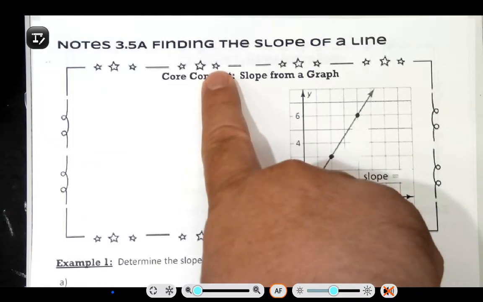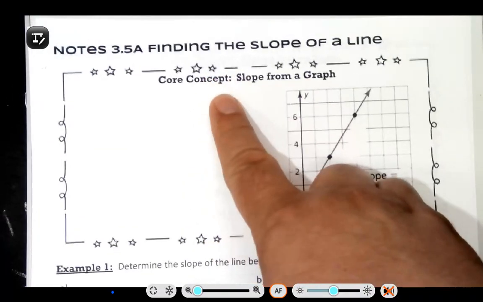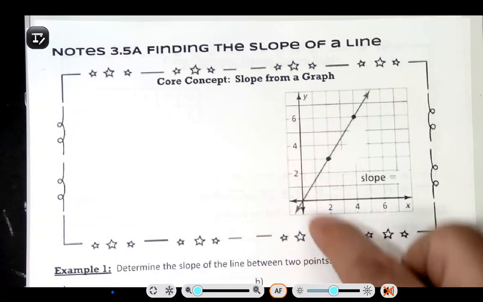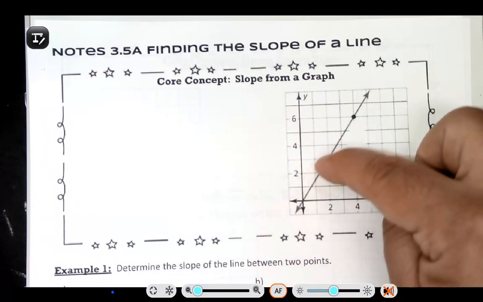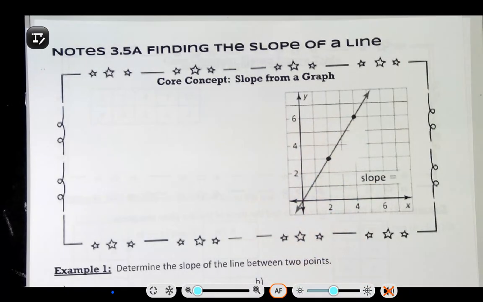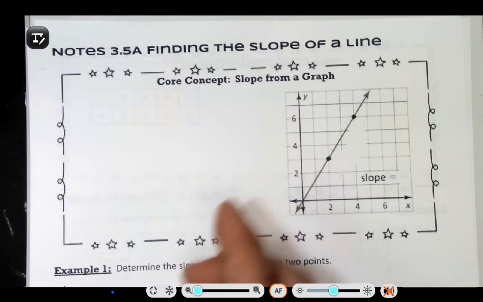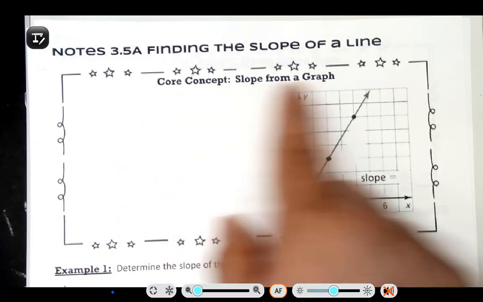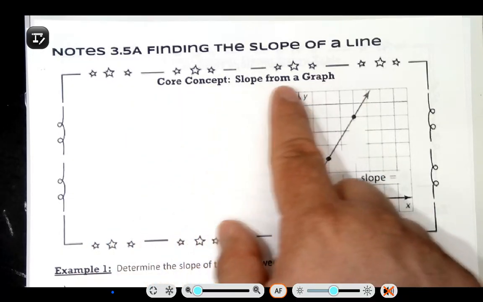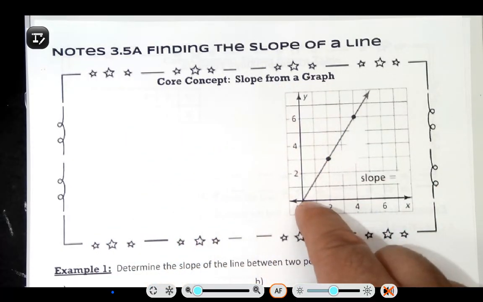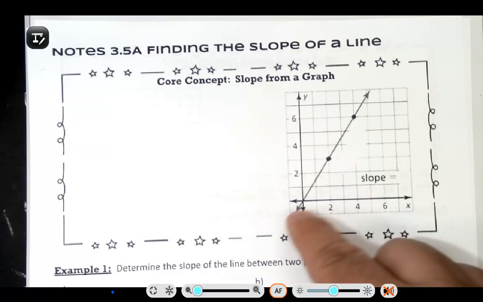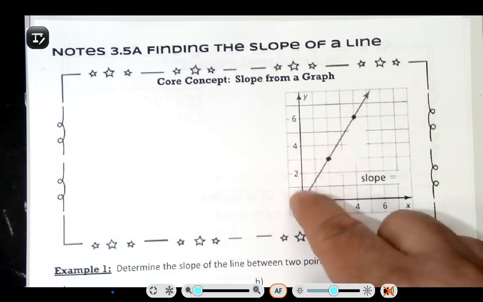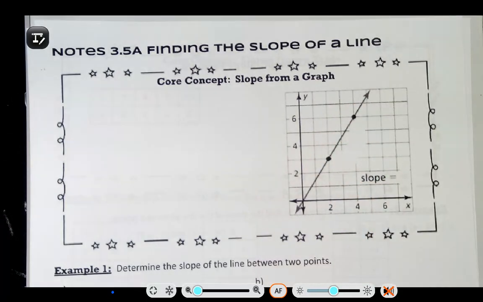For today, we're going to be finding the slope of a line. So again, when we're looking at lines, obviously we have different kinds of lines. Like this one right here, we would say it's increasing because it's going up. The other thing we have to remind you is that when you read in an English class, you would read from left to right. Core concept, slope from a graph. Lines are read the same way. You read lines from left to right. That's why we would say that this line is increasing, because it's going up, or going uphill if you were walking along this line.